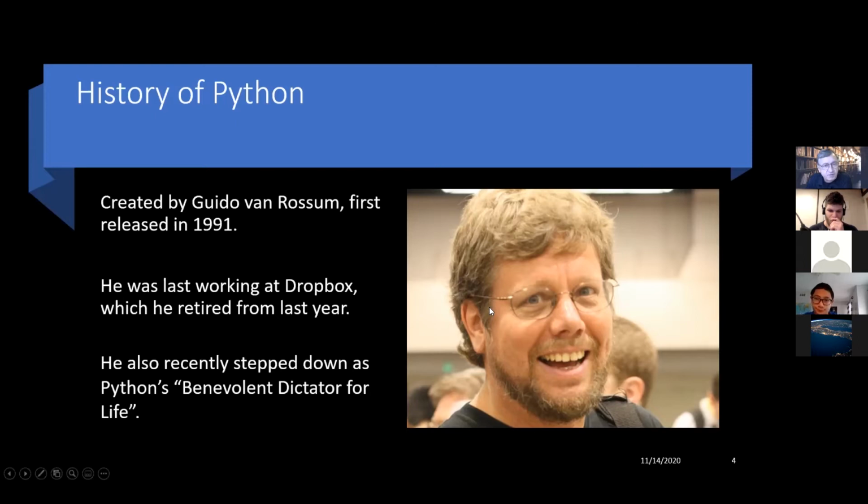He was working at Dropbox until about a year ago when he retired. Dropbox is written in Python, like a lot of other things are. He was known as the benevolent dictator for life of Python. So that title for a language means that if there's disputes about any new additions to the language, he gets the ultimate say in those decisions. But he stepped down from that role just recently too. So he's technically retired now.